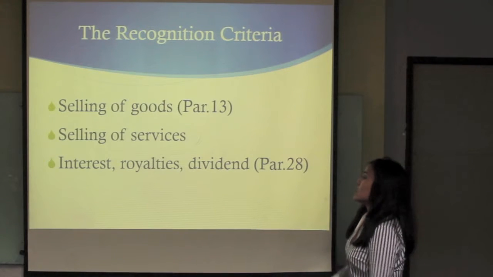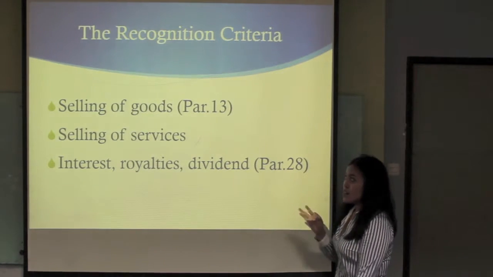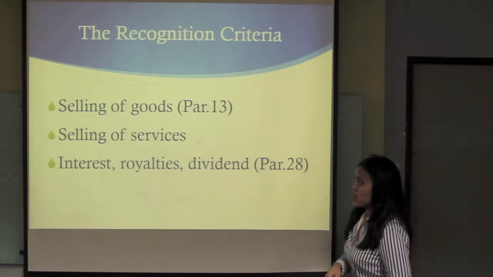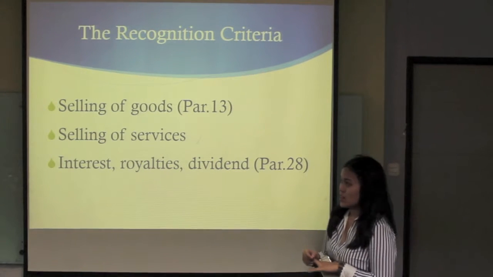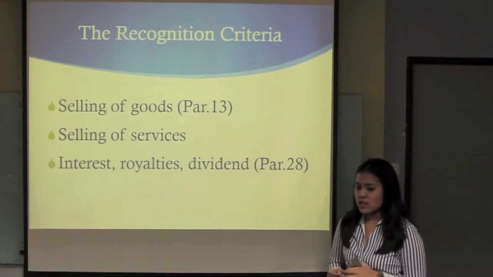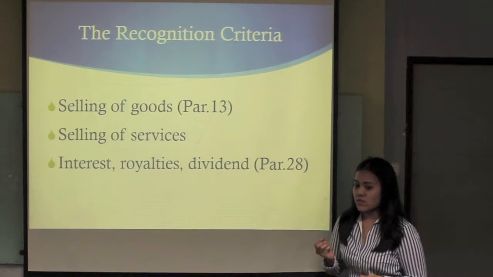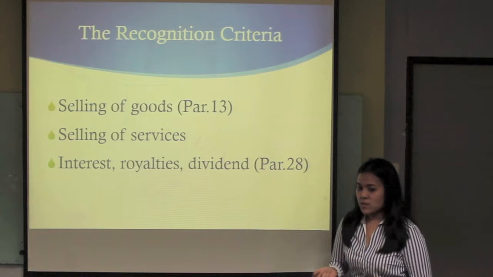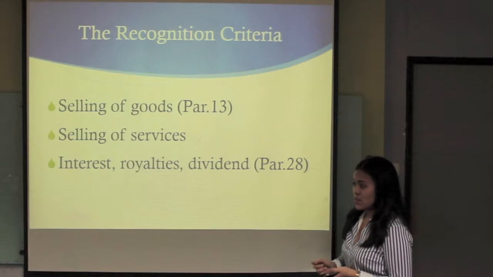So the next part is the recognition criteria. There are 3 recognition criteria. The first one is selling of goods, based on paragraph 13. So for the selling of goods, the selling point is when you recognize the revenue. What is meant by selling point is when the product is delivered.